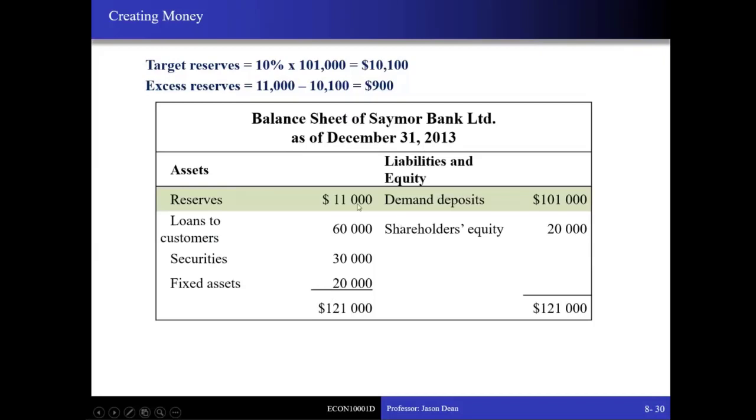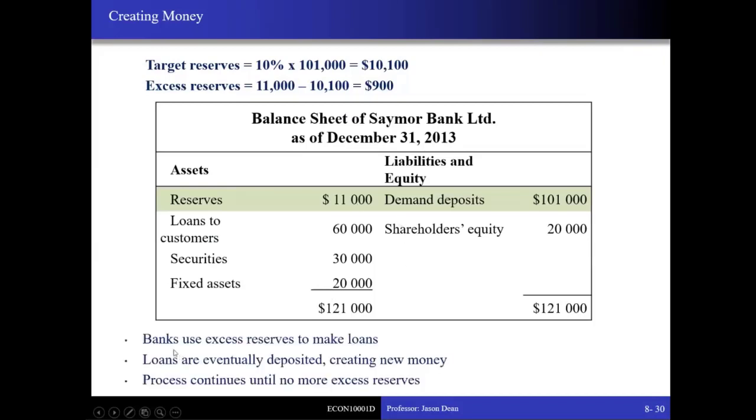So nothing's changed yet here. Again, banks use excess reserves to make loans. Loans are eventually deposited. That's where you create new money. And then this process will continue until there's no more excess reserves. So we have another multiplier process. It's much different than the government spending multiplier, which I also called the respending effect when we were talking about the Keynesian cross model. You had that multiplier, but this is much different, though it's still a multiplier because this is like a reloaning process.